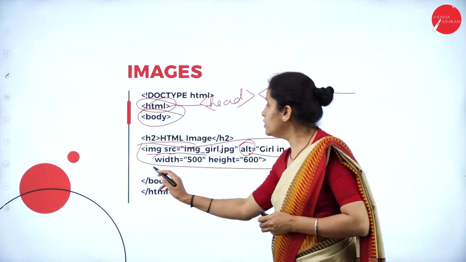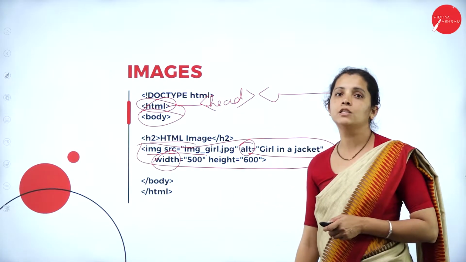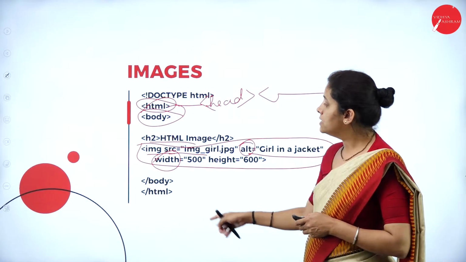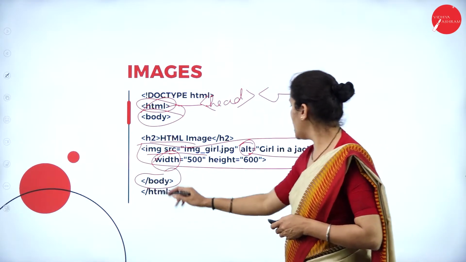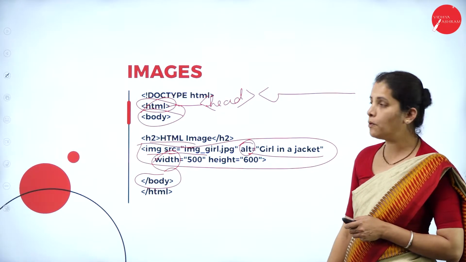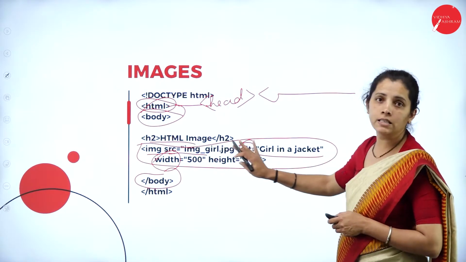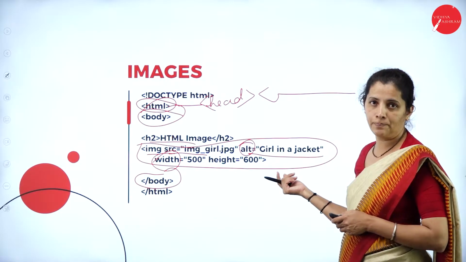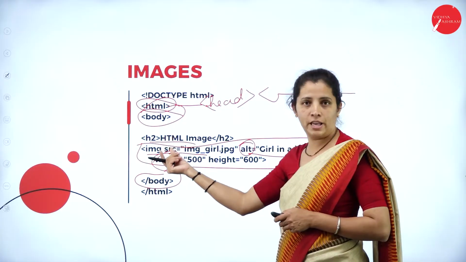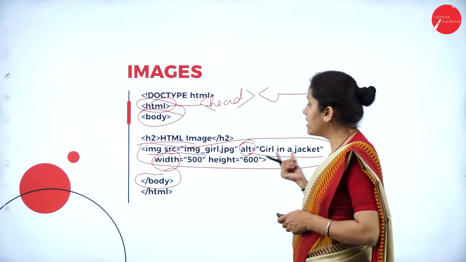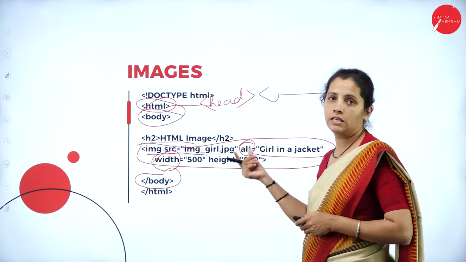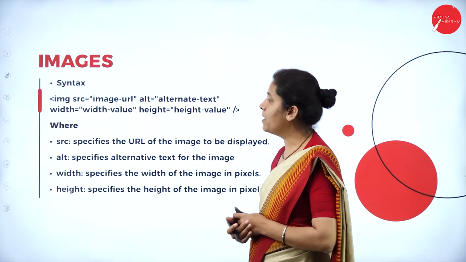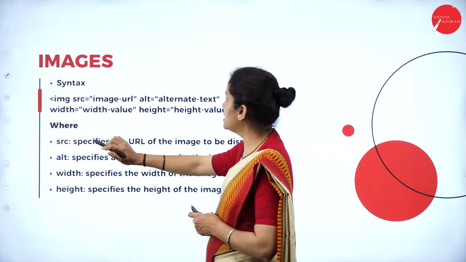Then I can specify the width as well as the height of the image. After that, I'm going to close the body. See here, if I consider this example, I don't have any closing image tag. So I'm going to start with the image tag, and within that, I'll write all the necessary things. Now, if I consider the syntax, this is the syntax.